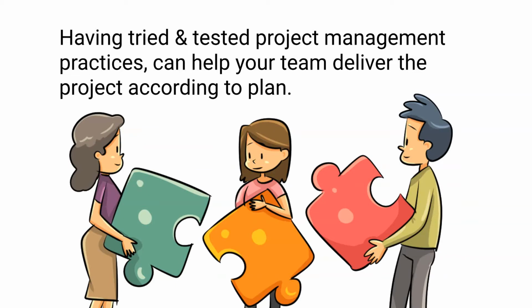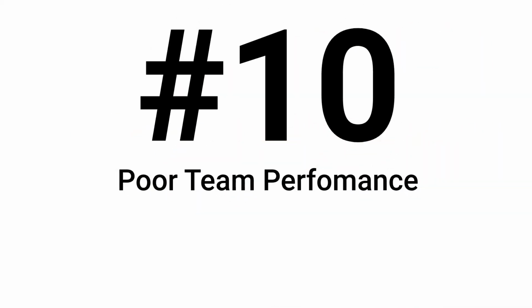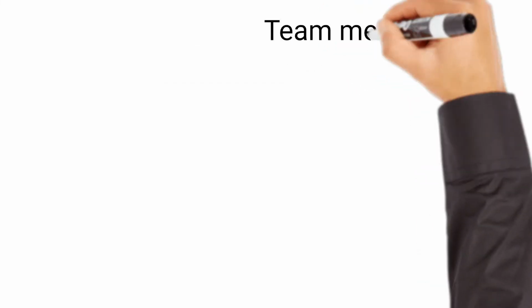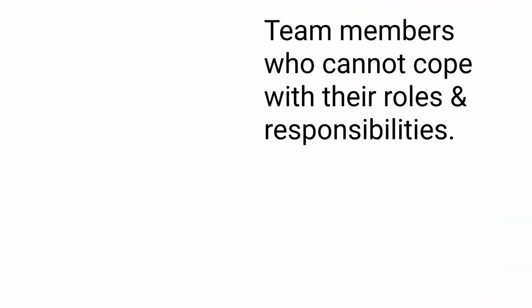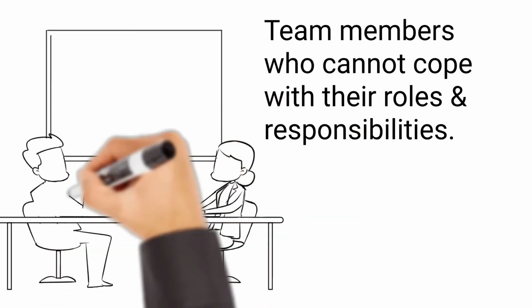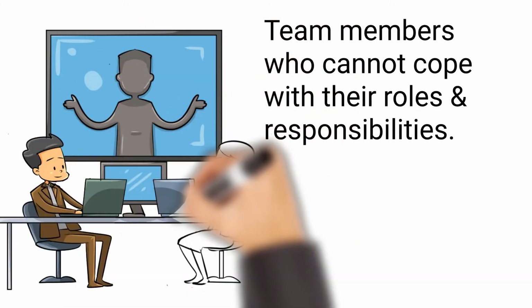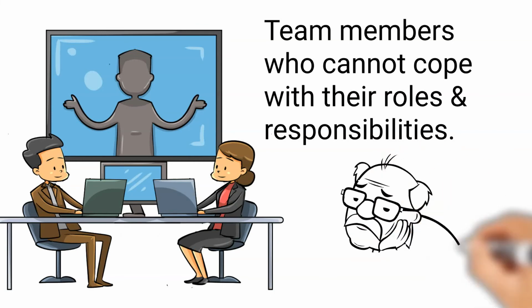The 10th one is the poor performance of the team members, who cannot cope with their roles and responsibilities. Each work package and activity has its own importance, and any progress delay on these work packages will create project deviation, which may delay the whole project and lead to additional costs.